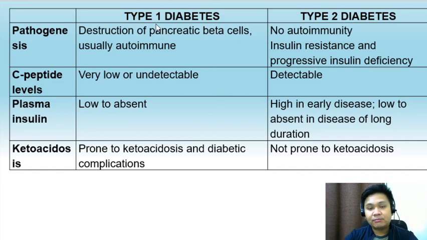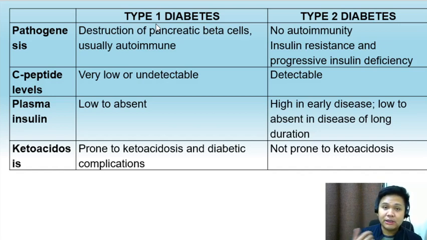C-peptide levels can be used to aid in the differentiation of type 1 and type 2 diabetes. Your C-peptide, if you remember, is produced whenever proinsulin is converted to insulin. So whenever you produce insulin, you also produce C-peptide. Therefore, C-peptide can be used as an endogenous marker of insulin production.